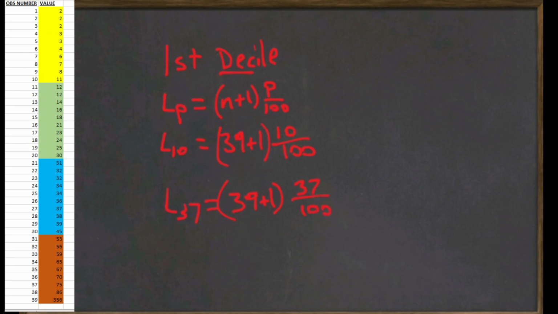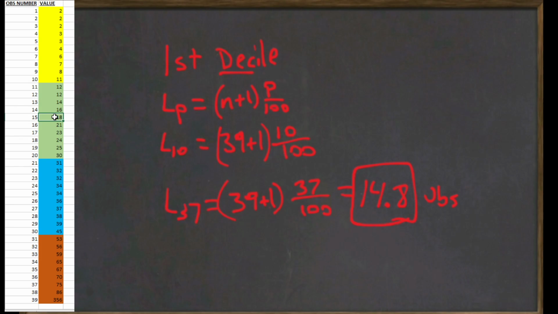And so that's 40 times 37 divided by 100, which is going to be 14.8. Okay, so the 14.8 observation, right? Remember, we need to take it one step further. One place that can trip people up is we calculate this value and then we say, oh, well, that's the 37th percentile. This is just giving us what observation to look for. So in our case, it would be the 14.8th observation. So we have a 14 and we have a 15 here.